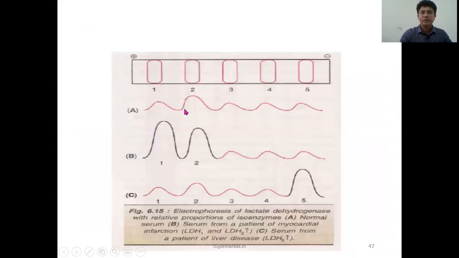This is the electrophoretic profile of the LDH enzymes, and you can see this is of a normal person, whereas in case of myocardial infarction, the LDH1 levels increase and LDH2 levels also increase. Whereas in case of liver damage, the LDH5 enzyme is seen at a higher concentration in the serum.